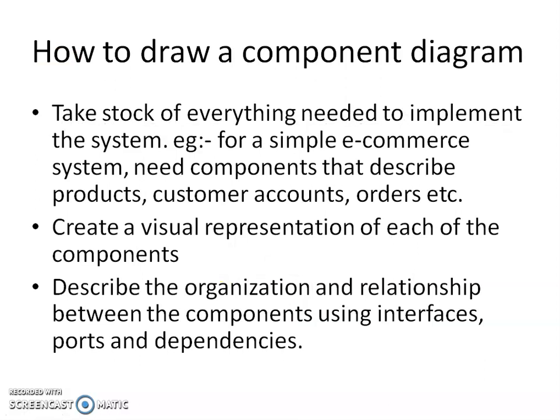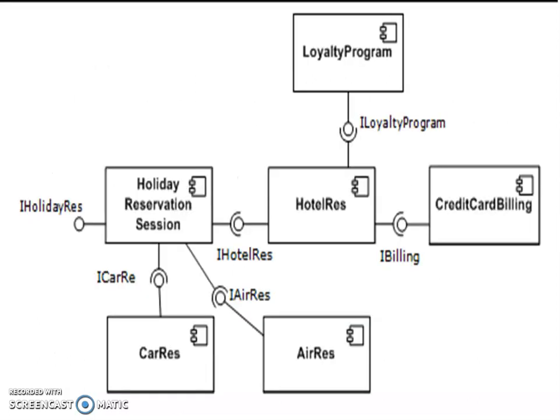And how to draw a component diagram? We have to take stock of everything needed to implement the system. For example, in a simple e-commerce system, we need components such as products, customer accounts, orders, etc. And we have to make a visual representation of each of the components. Then describe the organization and relationship between these components using interfaces, ports and dependencies.